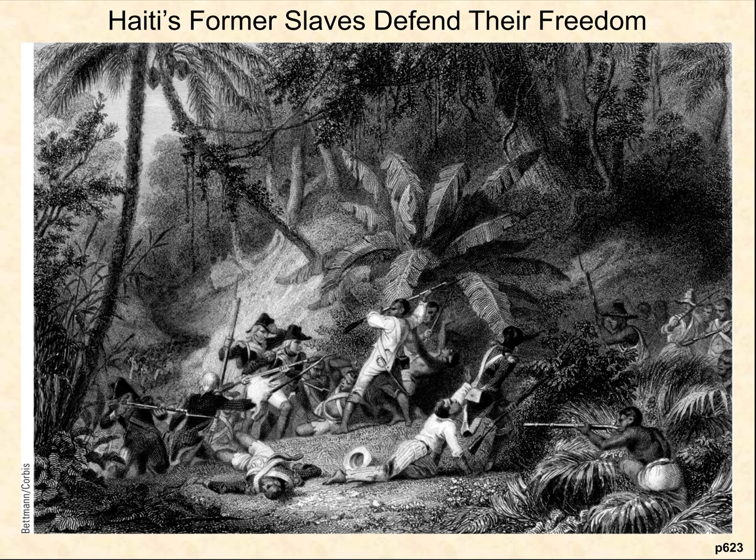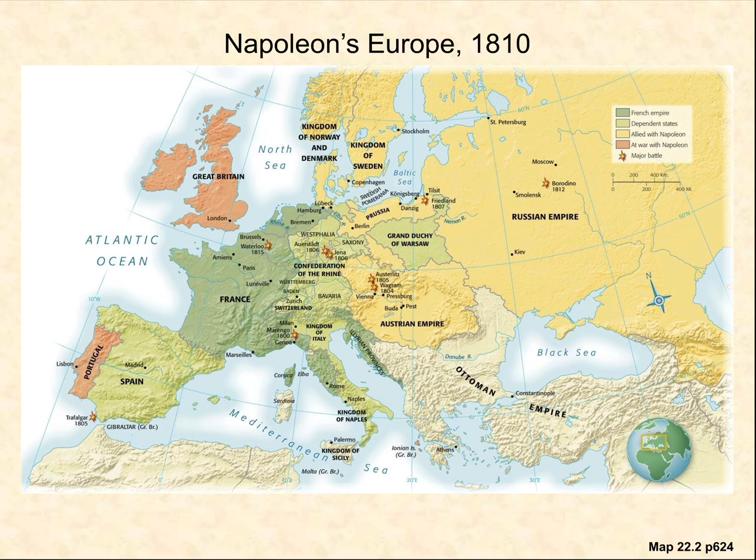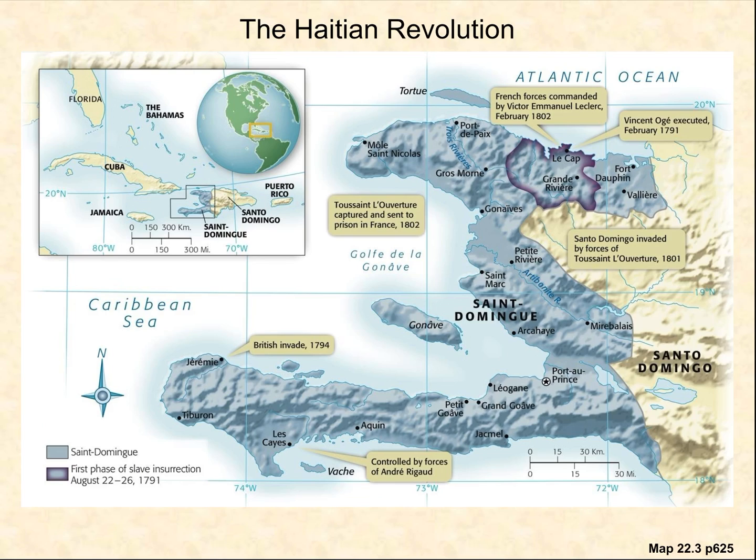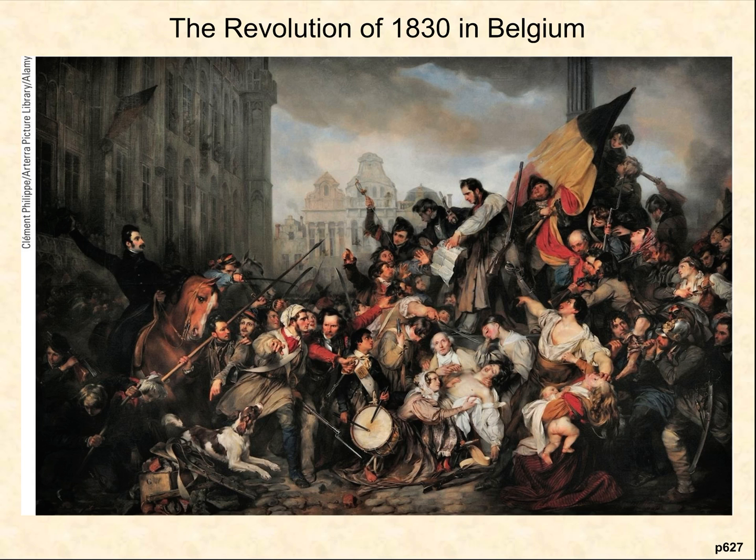This is a picture of Haiti's former slaves defending their freedom. This shows you Napoleon's Europe over time. And then this is a cool graph because it shows you where the Haitian Revolution took place. If you look there, it shows the first phase up north, the first phase of the slave insurrection. Revolution of 1830 in Belgium.